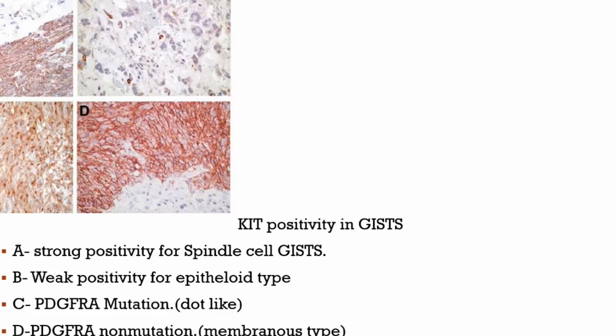In the spindle cell variety, we have seen the cells are spindle cell variety GIST. In A, spindle cell variety with CD117 KIT positivity. In B, spindle cell variety with CD34 positivity, and spindle cell variety with DOG1 positivity. In DOG1 we have seen some dot structures. All four are spindle cell variety of GIST, and they are also showing CD117 positivity, CD34 positivity, and DOG1 positivity.